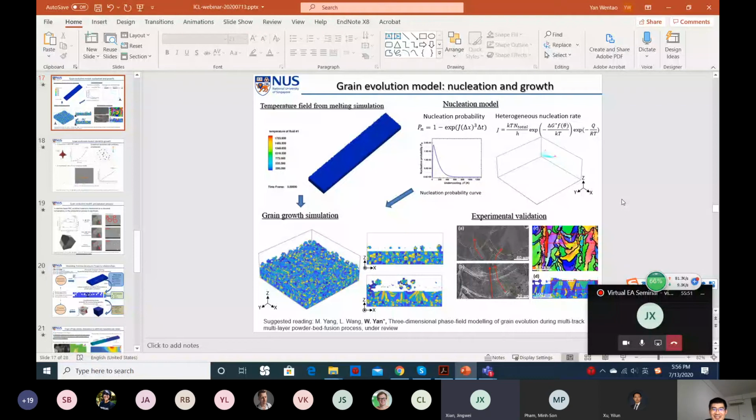Okay, so this is the work by my postdoc, Dr. Yang Ming. Based on my understanding, we assume the nucleation site is static and doesn't move. Right now we just consider the influence of temperature and the geometry, and we are not yet adding the influence of chemical composition.